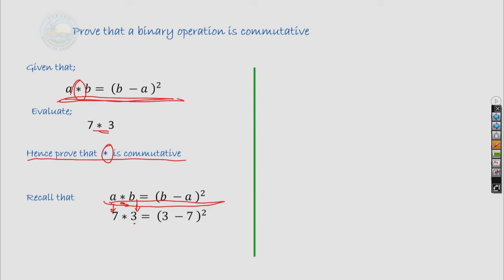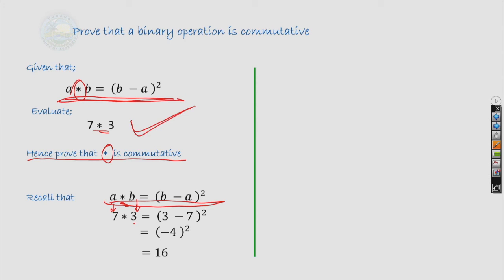And now we utilize our laws of integers. Utilizing our laws of integers, we get that 3 minus 7, remember what BODMAS says, work out the brackets first. So 3 minus 7 is negative 4. And then we have to do negative 4 squared. Negative 4 squared is 16. So that's our first part. We evaluated 7 star 3.